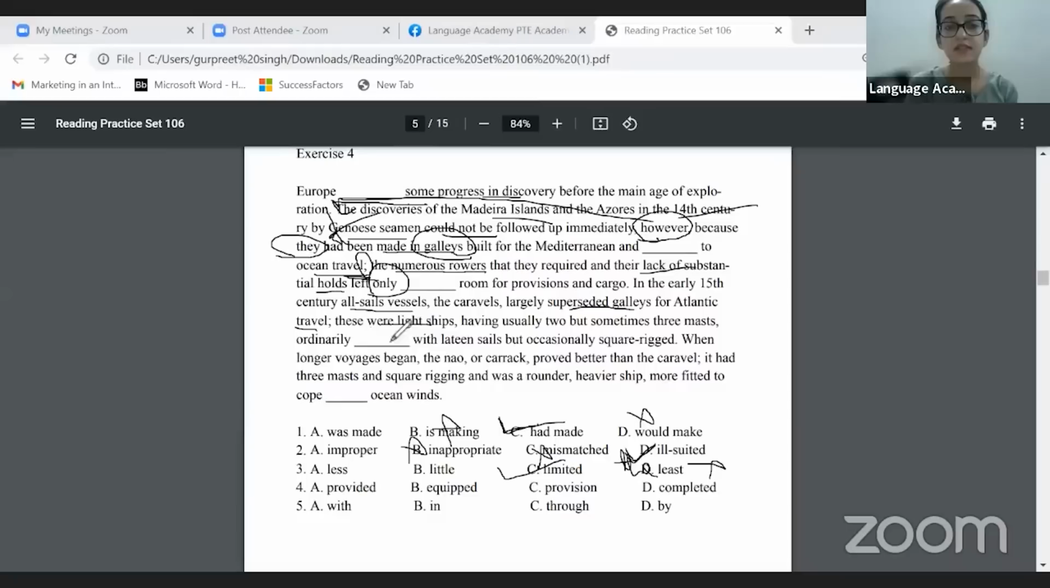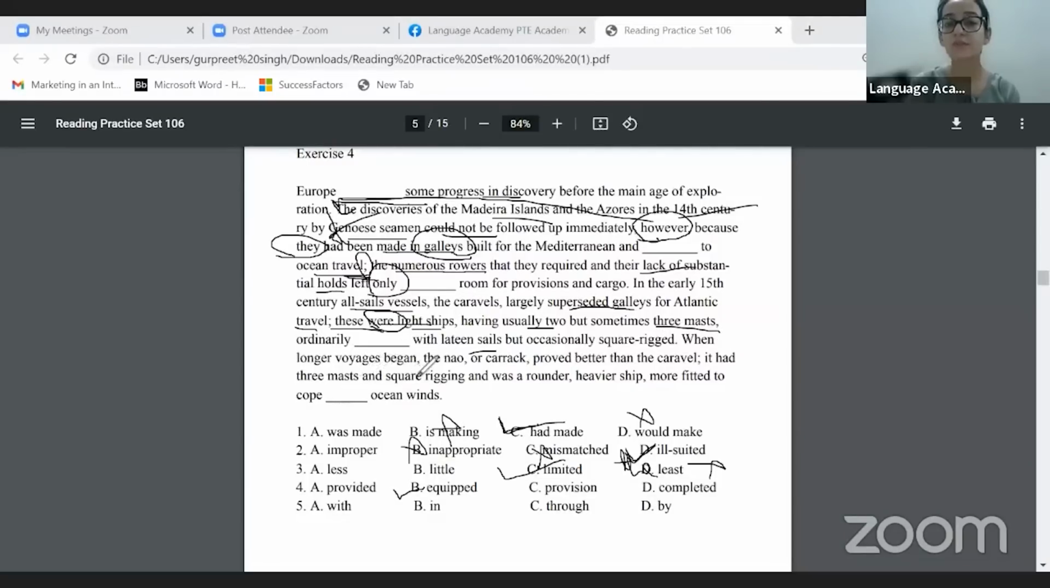So this is past tense. These were light ships and they were dashed with sails. So we need the past form of a verb. So can we say these ships were provided with sails? These ships were equipped with or completed with. So equipped with makes sense. Equipped means these are the things that the ships had. So we are giving the characteristics of the ships here. They were light ships. They had two, sometimes they had three masts, and they were equipped with sails. Equipped means these were the things that they had.